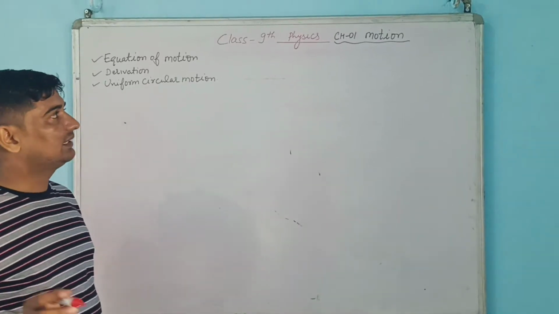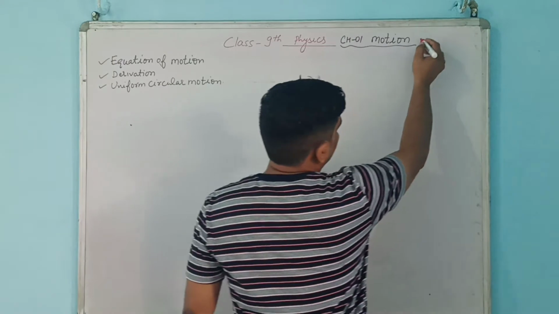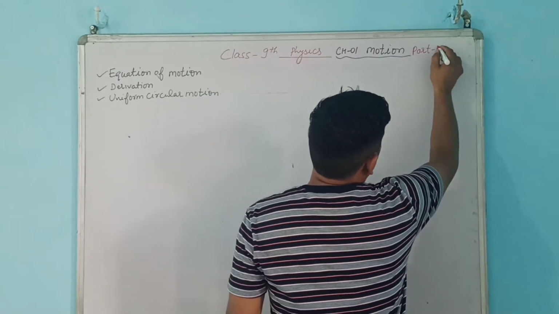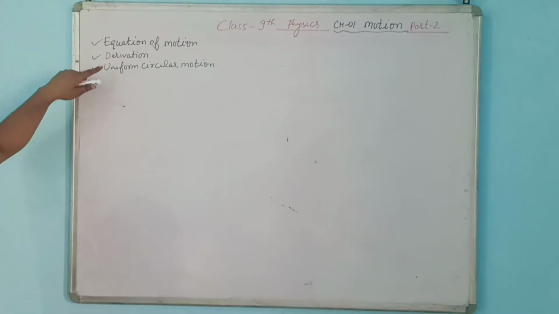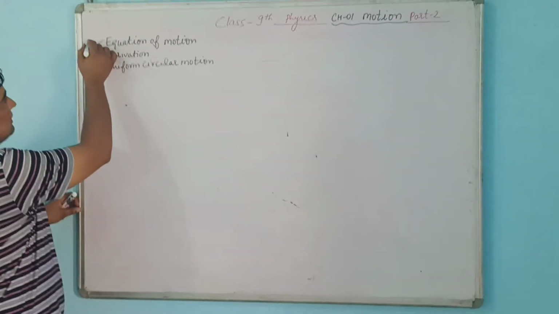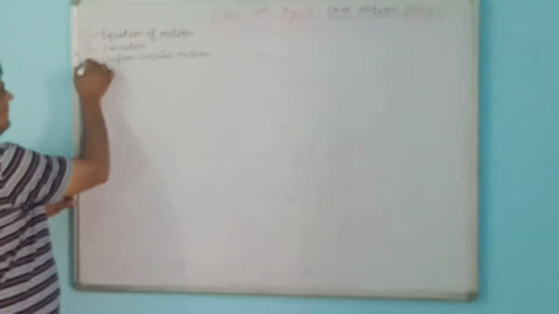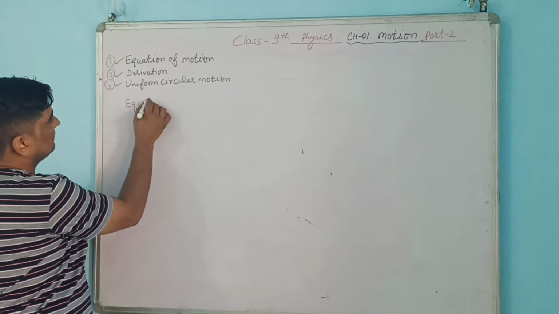Yes, dear children, we have already done part 1 of your physics chapter 1, motion. So today we will be doing part 2, and we will be focusing on the equations of motion, their derivation, and uniform circular motion. First I will go to the equations of motion, then their derivation and uniform circular motion. First, the equations of motion. You should know the equations.